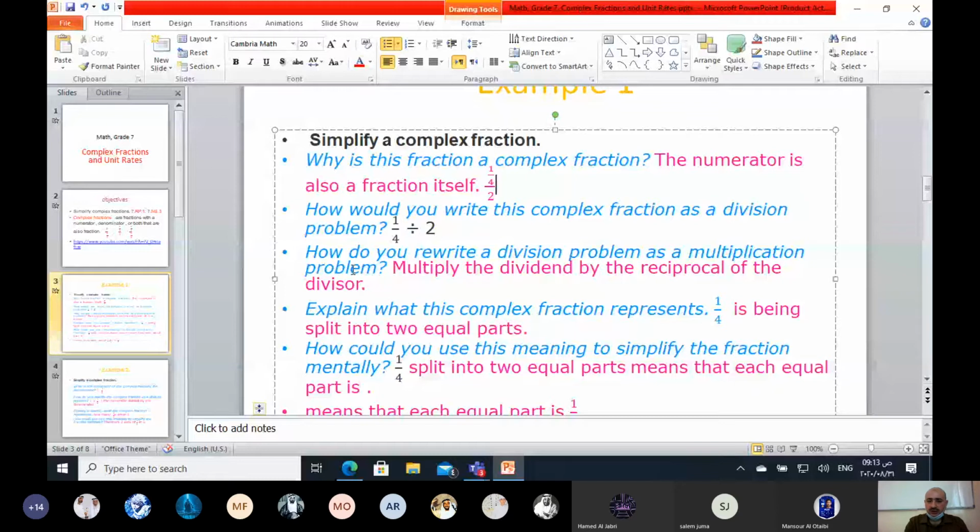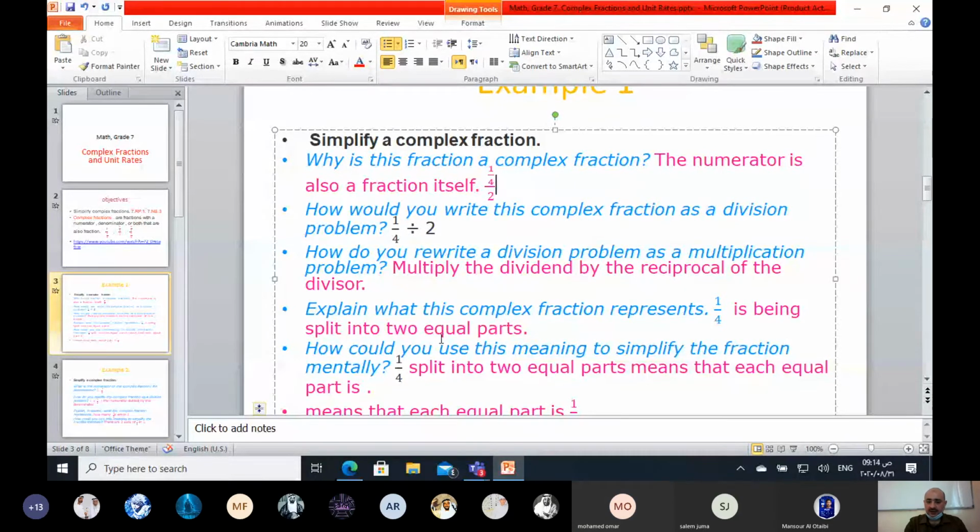How do you rewrite a division problem as a multiplication problem? Multiply the dividend by the reciprocal of the divisor. You know from last year, we have a rule to do the division between a fraction and a whole number or between a fraction and a fraction. As you remember, the rule said switch. I will explain in the next example.